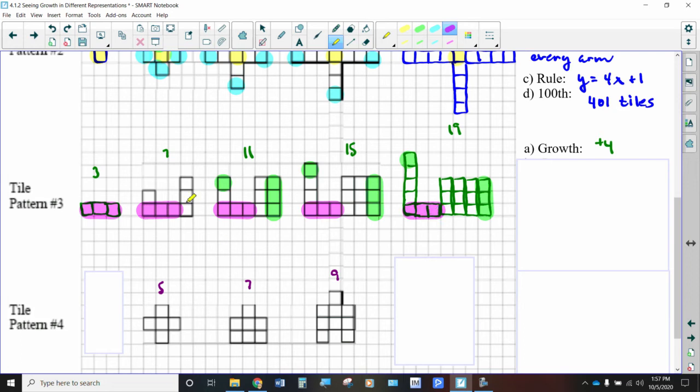And so depending on the figure number, that's how many 4s will be added on. So figure 4 added 16, right? These 4 and these 12 to the original 3 to give us our number.